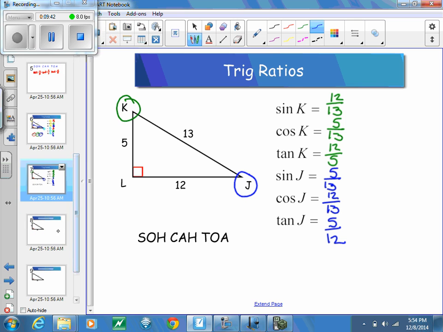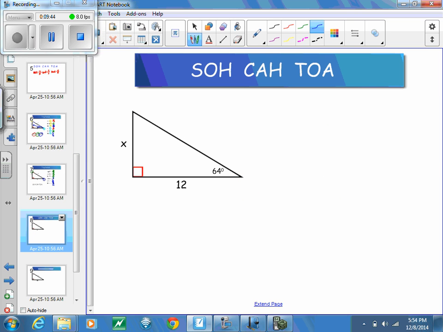Now, what does this do for us? It's going to help us now find the missing sides of a right triangle, if it's not a special triangle like our 45-45-90 or our 30-60-90. Here I have a right triangle which has one leg of 12 and it's got an angle of 64 degrees, and it's got a missing leg of x. So I'm trying to solve this. I cannot use the Pythagorean theorem because I only have one side, and it's not a special triangle.